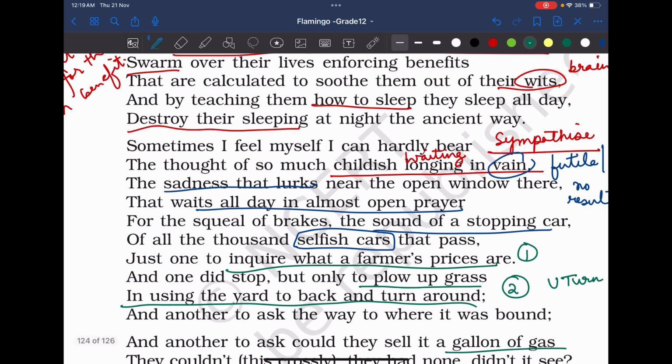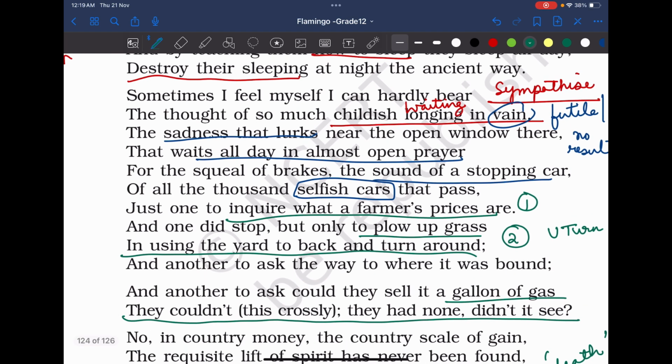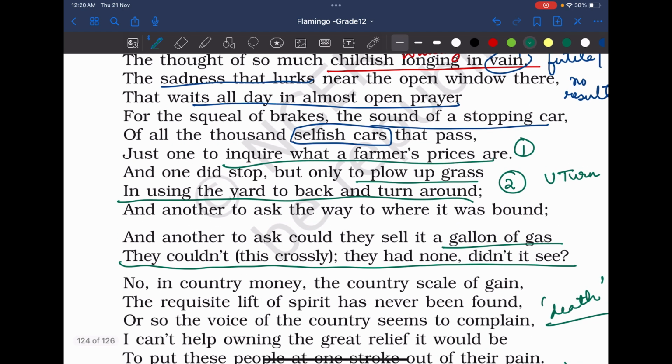sadness that lurks near the open window there, that waits all day in open prayer, for the squeal of brakes, the sound of a stopping car, for all the thousand selfish cars that pass, just one to inquire what a farmer's prices are. And one did stop, but only to plough up grass and using the yard to back and turn around. And another to ask the way to where it was bound.